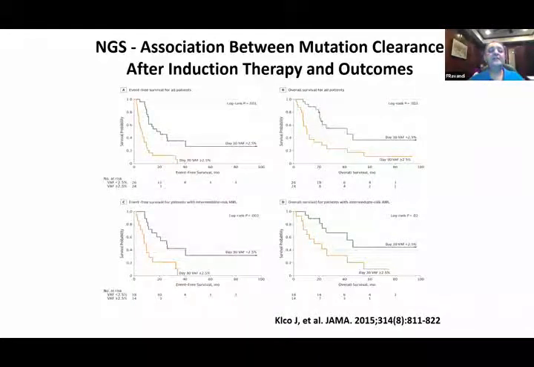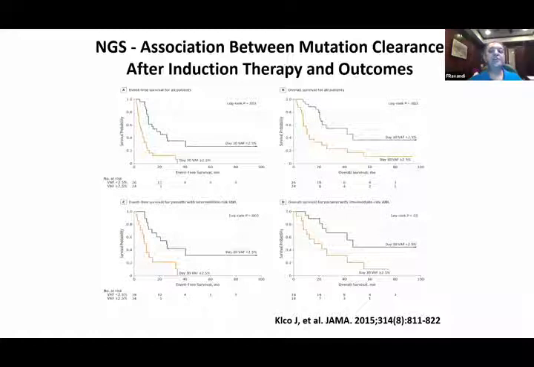Now, other assays are being used in more recent years. With the advent of next generation sequencing, we can actually look at mutations that are present at the time of diagnosis and see if they are cleared by the chemotherapy that you give the patient. So this is MRD assessment using next generation sequencing, or mutation clearance. And this is the first study that was published on this.